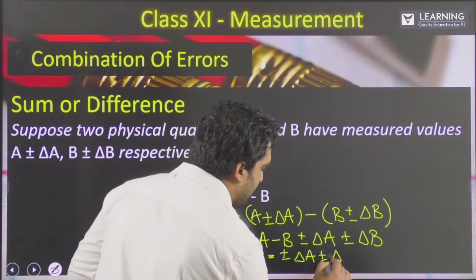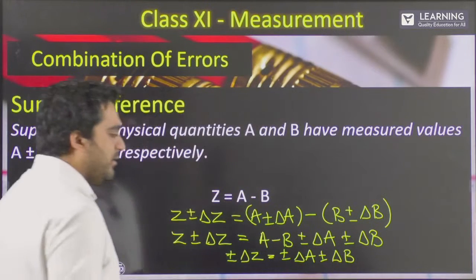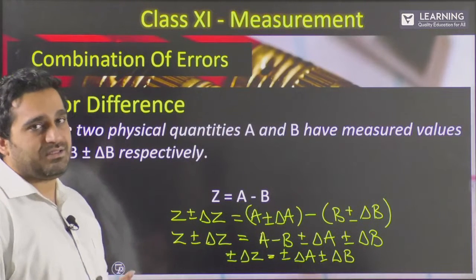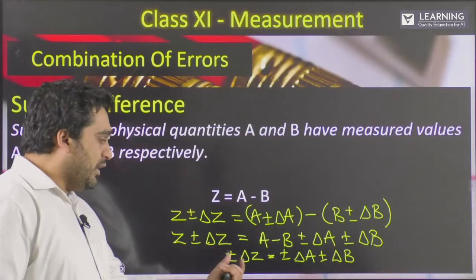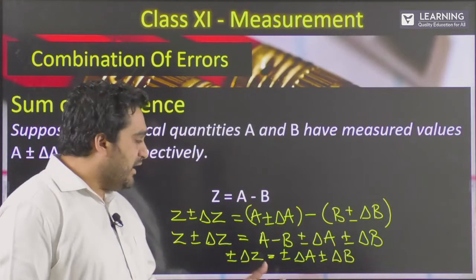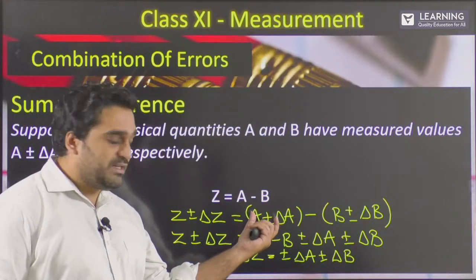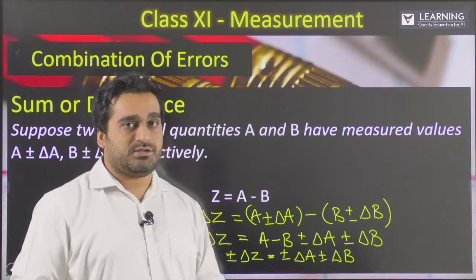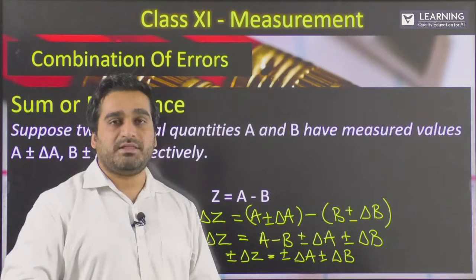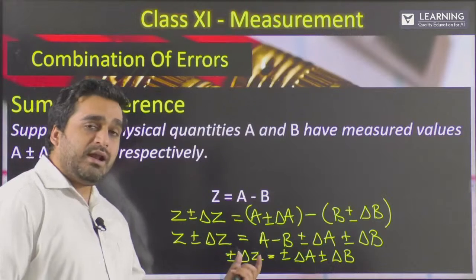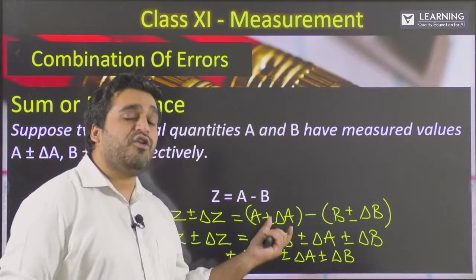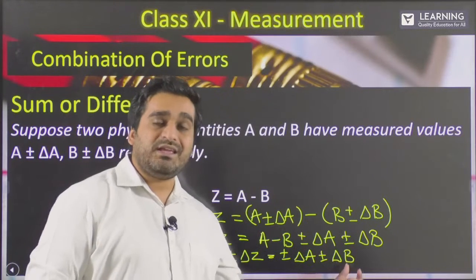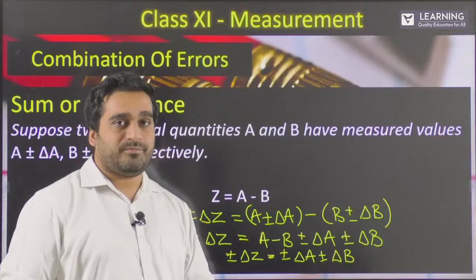So eventually what you get is plus or minus delta Z equals plus or minus delta A plus or minus delta B. This is giving us almost the same result as the previous case, where the total error, even for the difference in the two physical quantities, is the sum of the individual errors. Again, let me repeat that one more time. The total error, even for a difference of two physical quantities, is the sum of the individual errors.